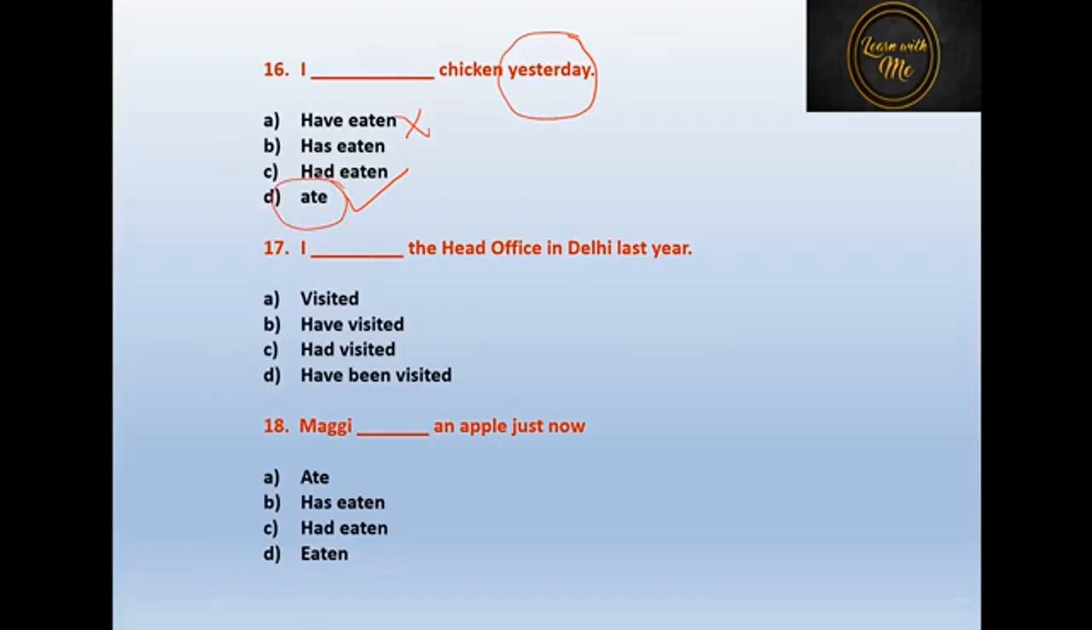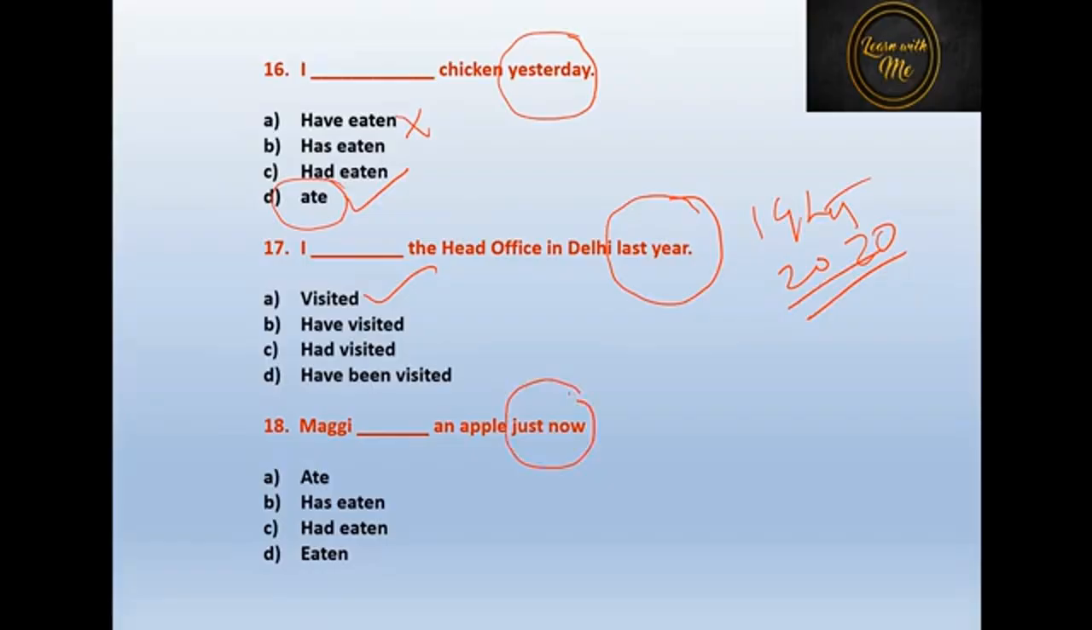Now see the 17th question. I dash the head office in Delhi last year. The person visited the head office when? Last year. Even if it is 1945 or 2020, instead of "last year", you can still confirm that this is simple past tense. These keywords will literally help you answer the questions of the examination. Now see the 18th question. Maggie blank an apple just now. This is present perfect. Just now. So Maggie has eaten an apple just now.